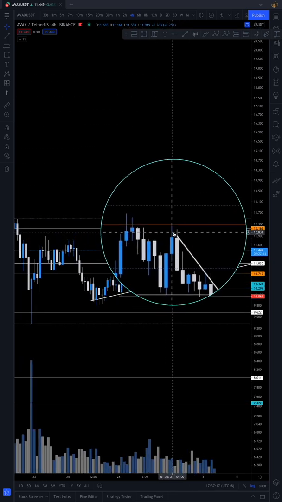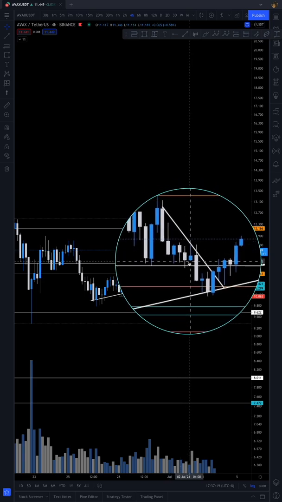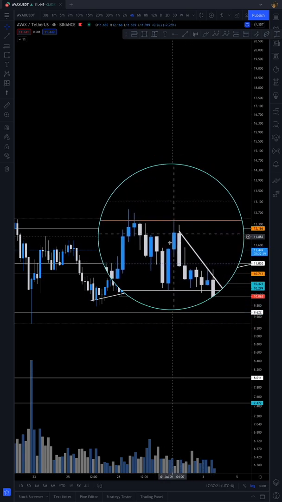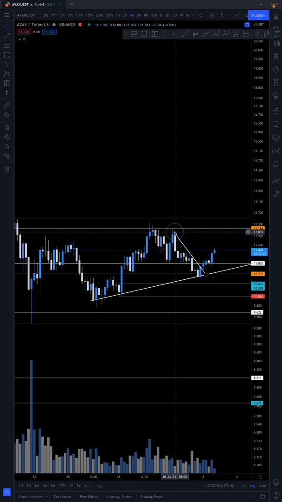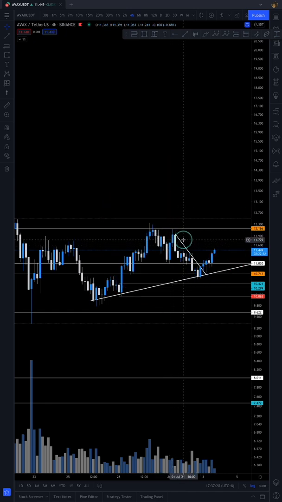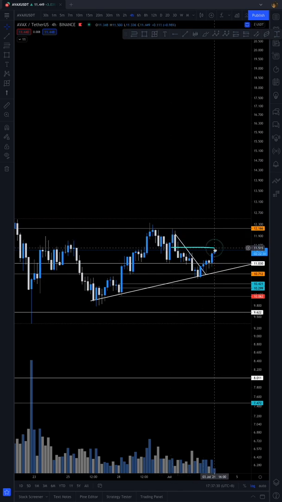If you just take a look at this level right here, notice how this massive move downwards was preceded by this last bullish candle. This bullish candle is what you call an order block. It simply means an area where institutions are going to look to short or buy. In this case, it's going to be a short.